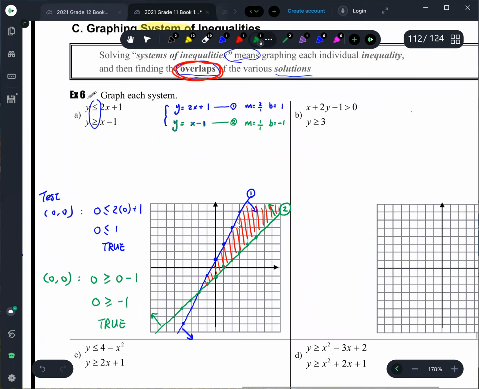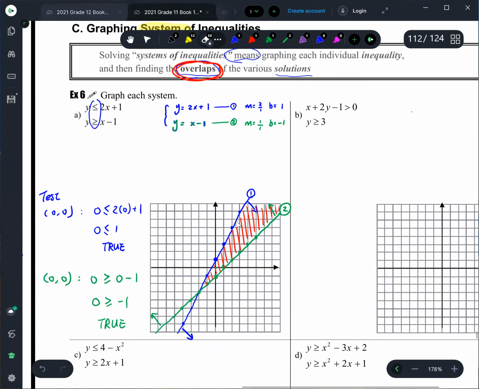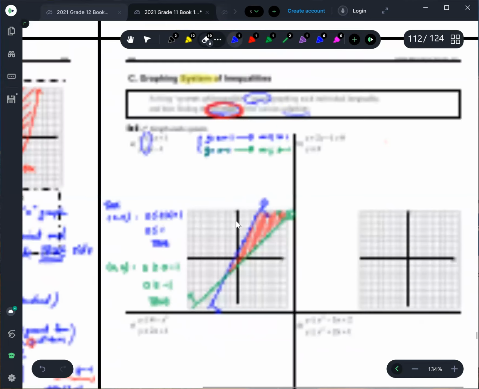For the green, it looks like this, okay? Green, right? And then for the blue, it looks like this, right? Where it got shaded twice, that's the only part you need to show, okay? The red part is shaded twice. So you only shade the red part. Okay, that's for the system.